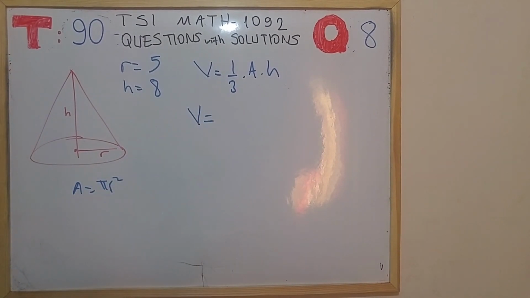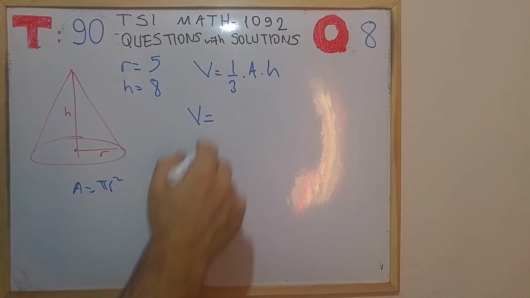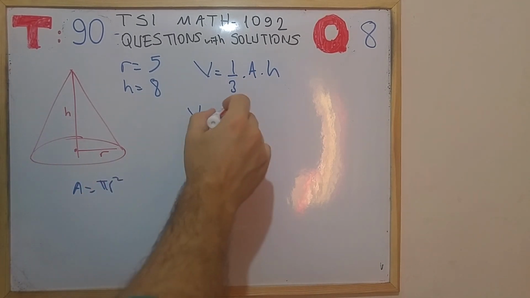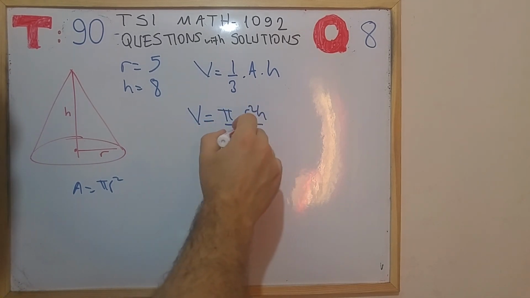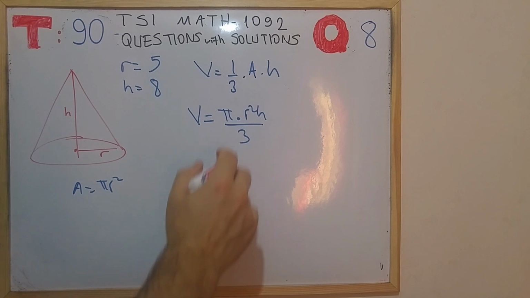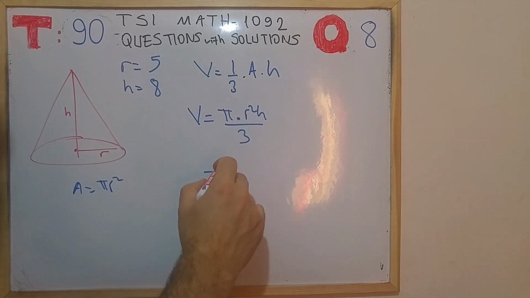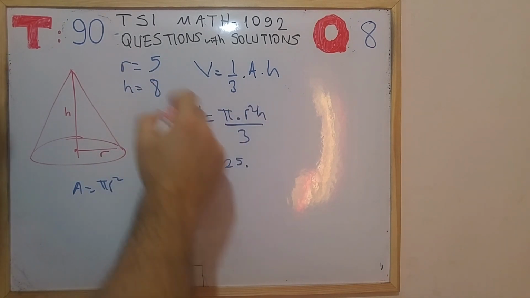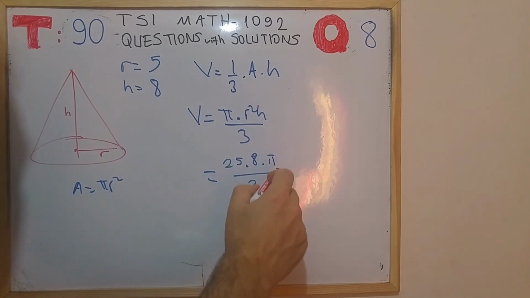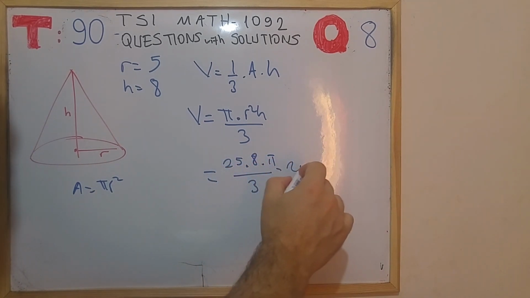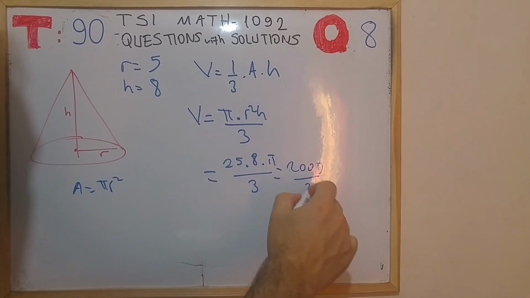Let's calculate the volume now. We know all the parameters, and let's just apply. The volume is equal to pi times r squared times h over 3, and that is equal to, the radius is 5, so 25 times 8 times pi over 3, and that makes 200 pi over 3.